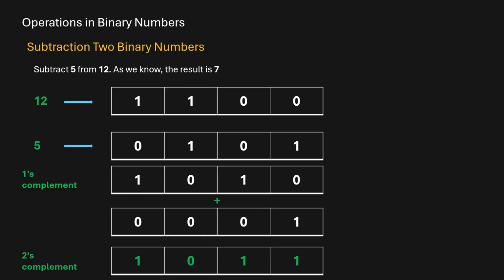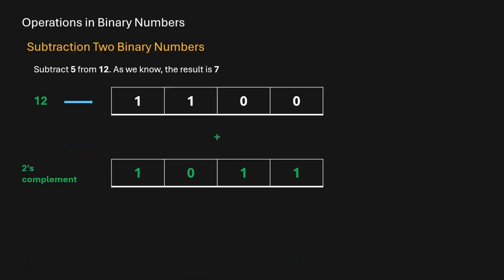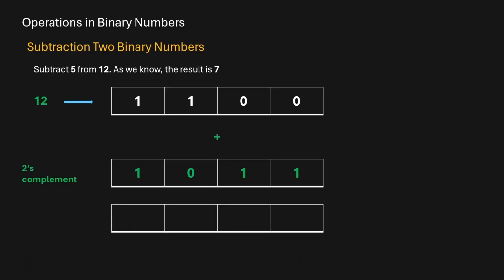Now, we add this r's complement to 12, which is 1100 in binary. 0 plus 1 equals 1, 0 plus 1 equals 1, 1 plus 0 equals 1, and 1 plus 1 equals 2. We write 0 and a carry is generated, which is discarded as an overflow. As a result, we get 0111, which represents the number 7 in base 10.